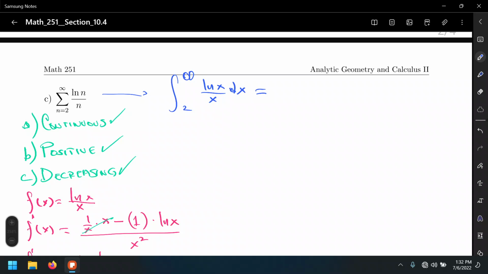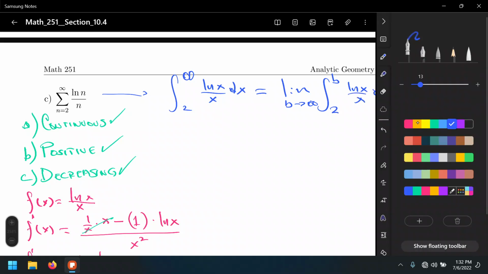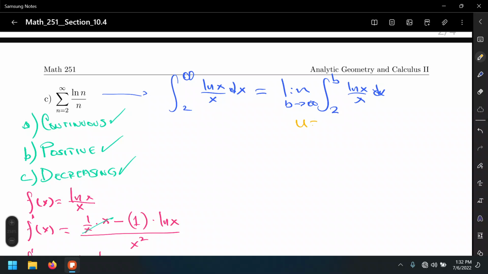Yes? U can be ln of x, so I use substitution. But before doing the u substitution, which is correct, we need to set this as a limit problem. So that's the integral from 2 to b, ln of x over x, and let's do the u sub. U equals ln x, du equals 1 over x dx. And well, let's not change the limits. I'm gonna leave it like this.